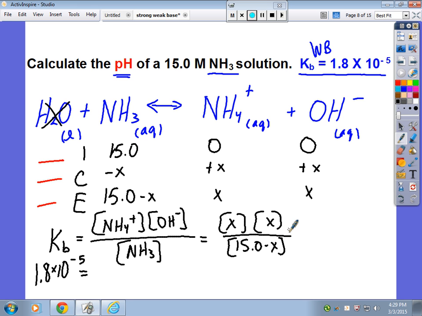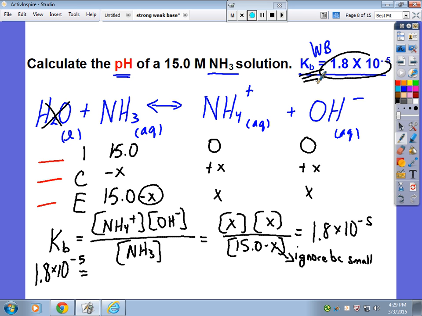Now, what did we do before? We ignored this, didn't we? Why did we ignore this x? We ignored it because it was so small. Why is it so small? Because it's coming from a very bad dissociator. This doesn't dissociate well. I know it's got a Kb value. There's lots of this, and very few of these ions, and very few of these ions. So to make my math easier, we're going to go ahead and ignore that.